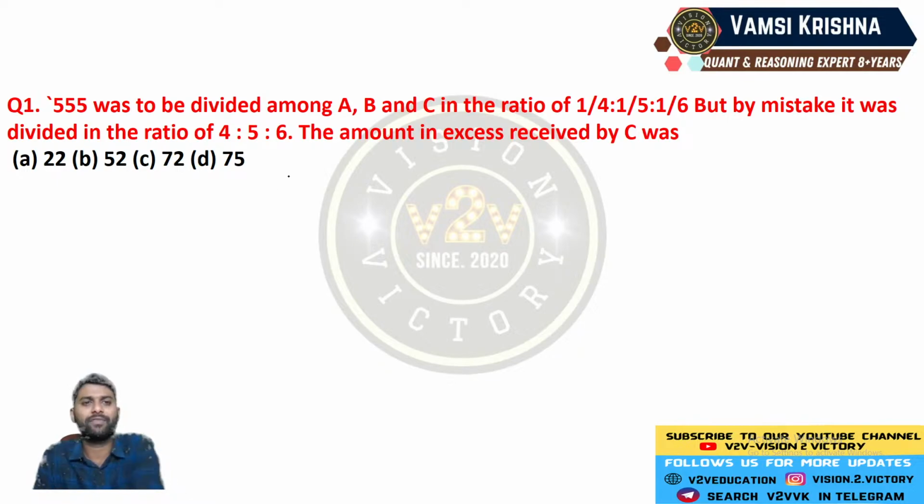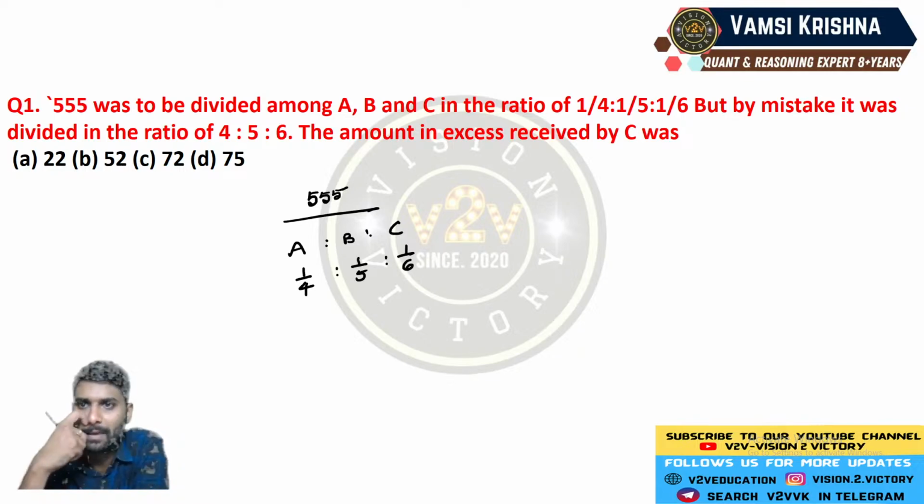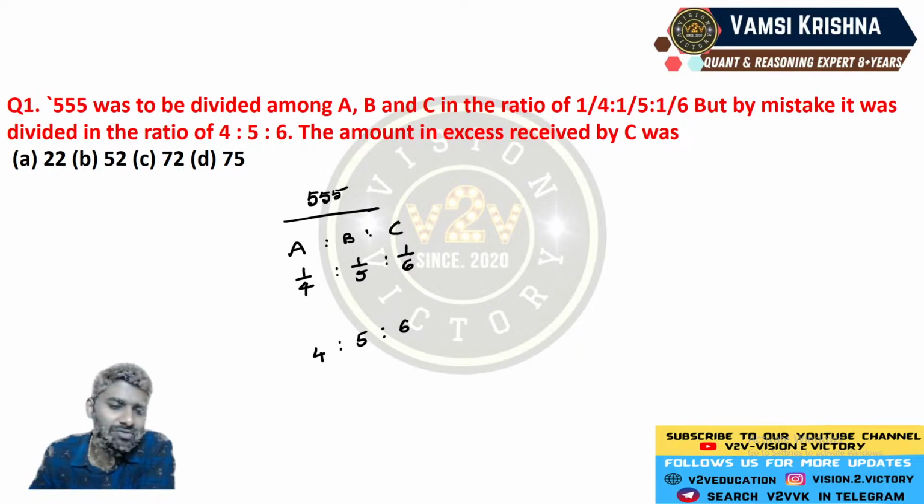If 455 rupees was to be divided among A, B, C in the ratio of 1/4 is to 1/5 is to 1/6. But by mistake, it was divided in the ratio of 4 is to 5 is to 6. The amount in excess received by C: so how much amount did C get extra when compared to the previous distribution?